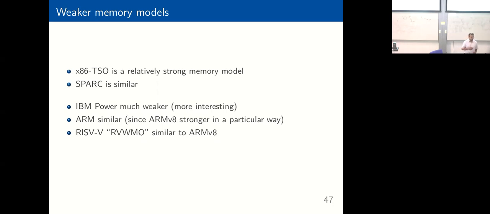RISC-V is this new architecture which is being developed in an open source form. It's quite exciting because you can really peer into the innards of what an architecture looks like. It's all open source, and you can look at all the different things you'd want to do with architectures. So all three of these have much weaker memory models than x86. And let's show you ways in which they differ.